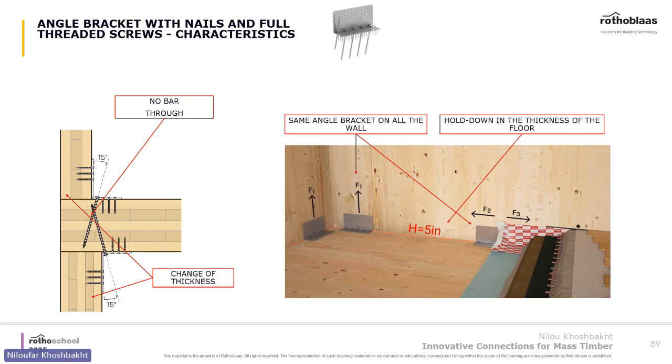Okay, so this picture shows, for example, our angle bracket is around 5 inches in height, and it can be easily hidden in the floor build-up. And also, if the wall thicknesses are different, you don't need to do a through bar here. You can use the angled screw to secure the whole system.